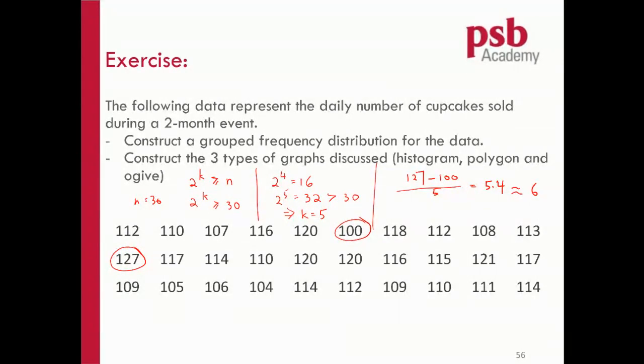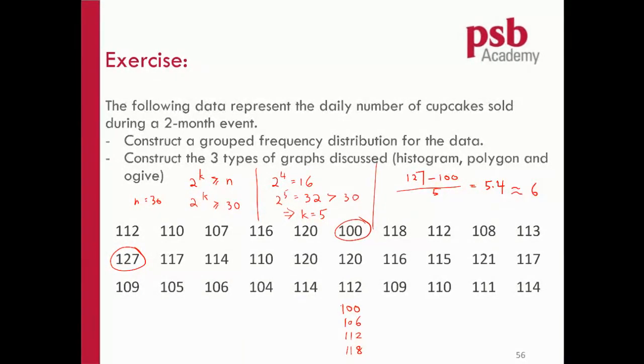Now we're going to decide what number to start with. The smallest is 100. I think it's good to start with 100 because 100 looks nice, right? So let's start with 100. The next class will start from plus 6, which is 106. Then the next one will start from 112, and 118.